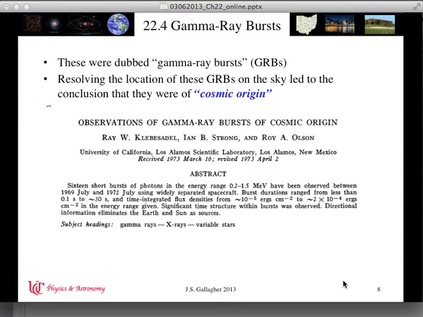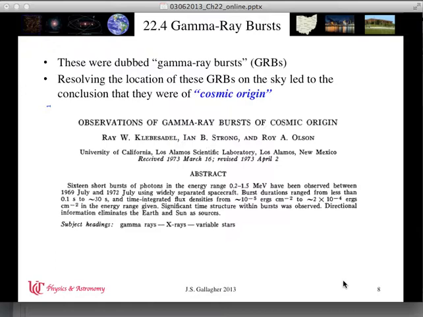So these sources of gamma radiation were dubbed gamma ray bursts, because they were short bursts of high-intensity gamma radiation, or GRBs. The positions of these objects were ultimately resolved in the sky, and it was quickly realized that they did not come from the Earth or the Sun. They didn't have a terrestrial source, and they didn't have a solar source. So they were coming from some source outside of our solar system.